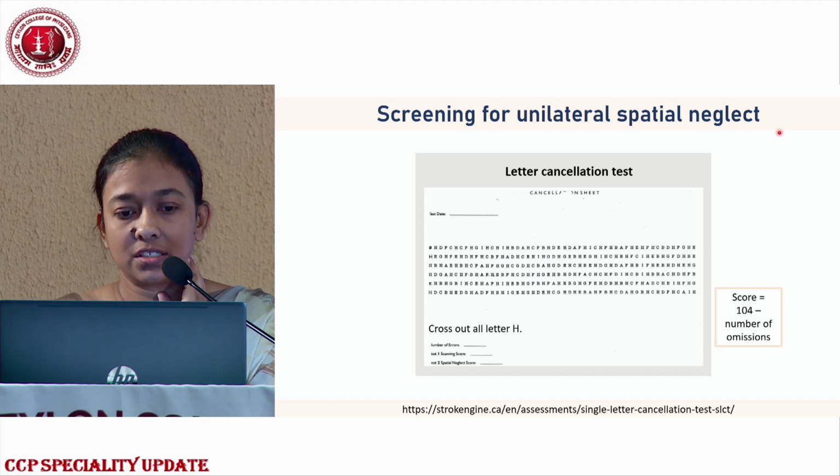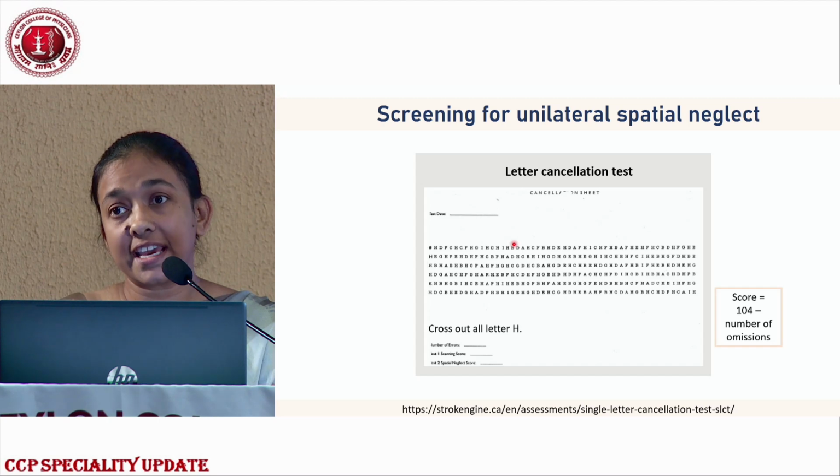Letter cancellation test. The task is to cross out all letters, all letter H.